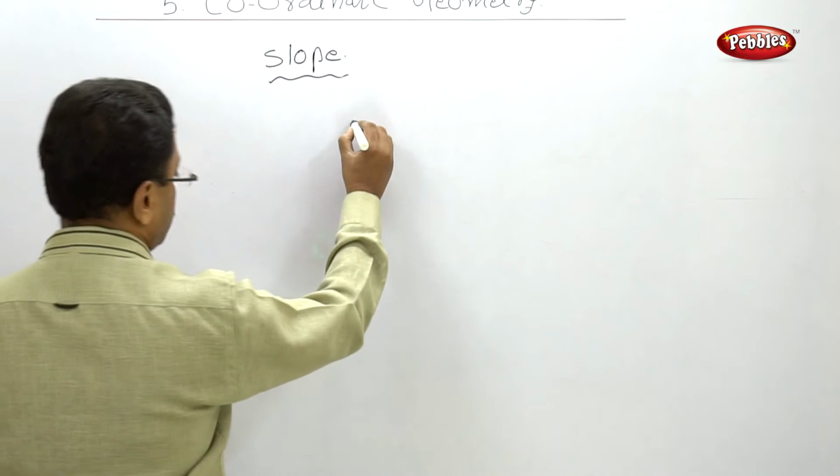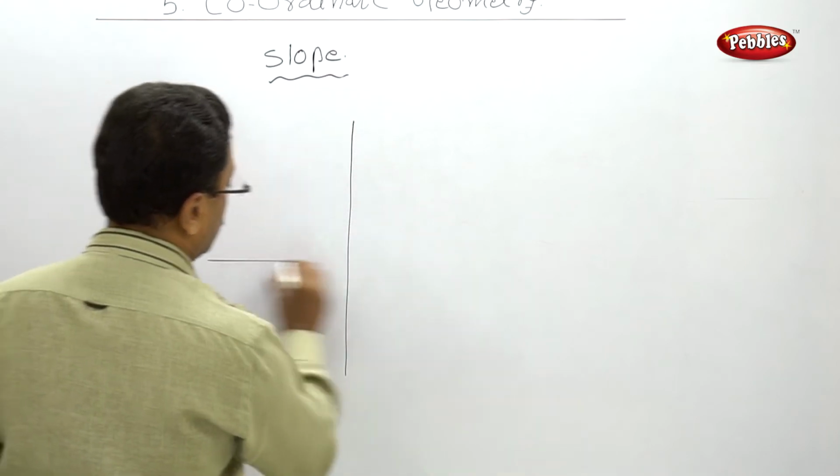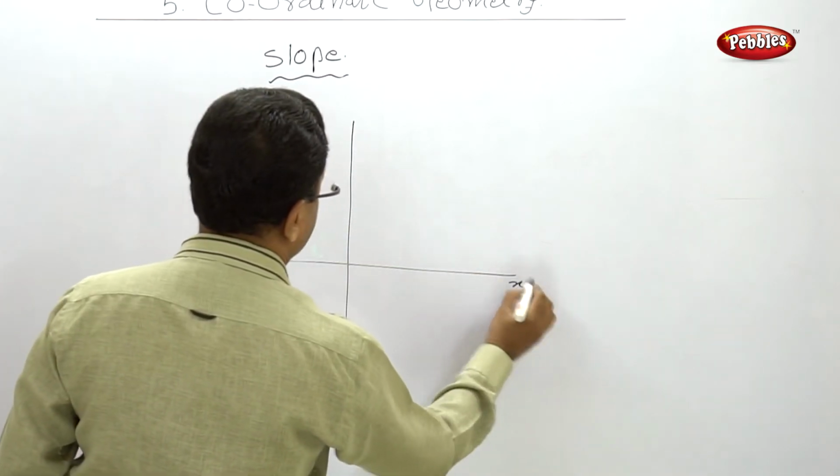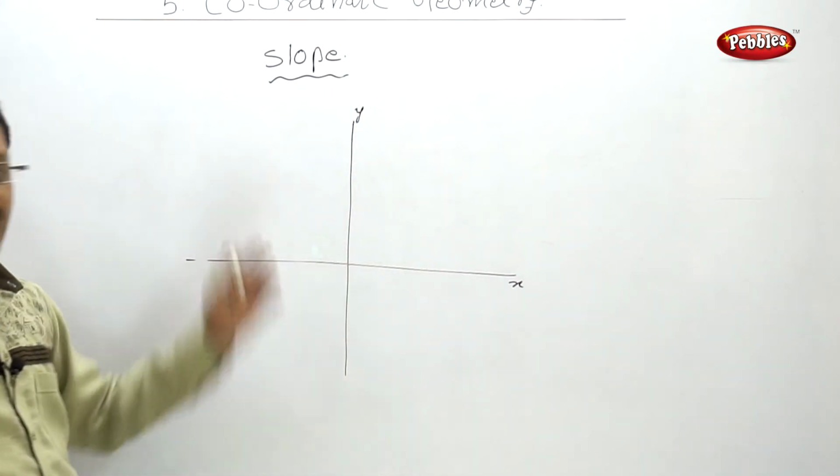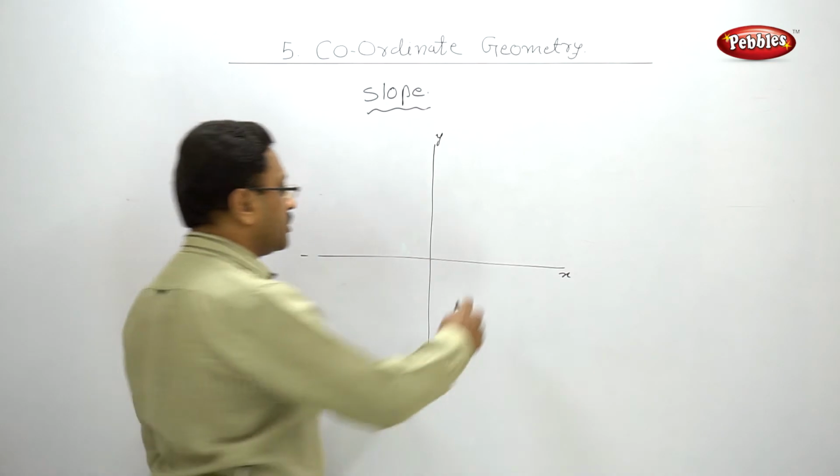Now let us consider the x and y axis. This is my x axis and this is my y axis. I am not writing x dash, y dash, etc. deliberately. And suppose this is the line.